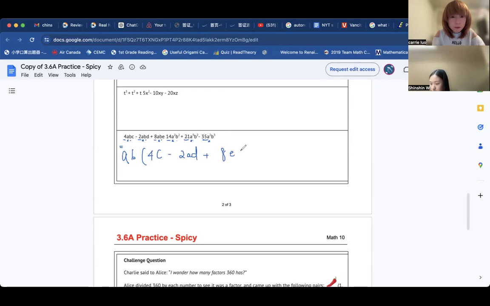Oh no, there's another 14. I hate it. So 14AB plus 21A squared B minus 35AB squared. A bracket. If you want to, you can put them together equals 112ABE. Okay, that's it. What a horrible question.